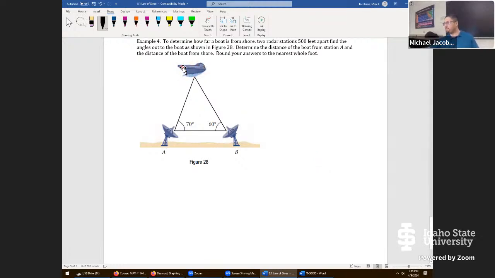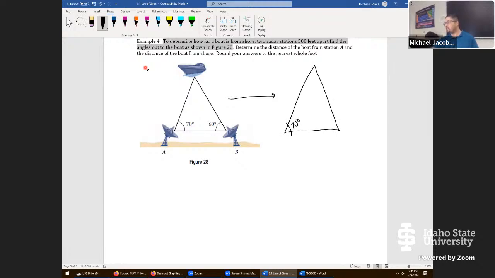Here we have something that looks like some kind of cruise liner to radar stations. You want it more exciting, you could imagine there are also have guns or something, and this is like an enemy vessel, who knows? This could be a fun problem. It says here, to determine how far a boat is from the shore, we have two radar stations 500 feet apart, and the angles out to the boat as shown as figure 28. And figure 28 is nice because it tells us everything that's going on, but it's too busy, way, way too busy. What we really want to do is abstract away from this and work here.